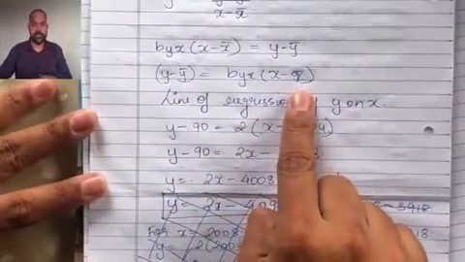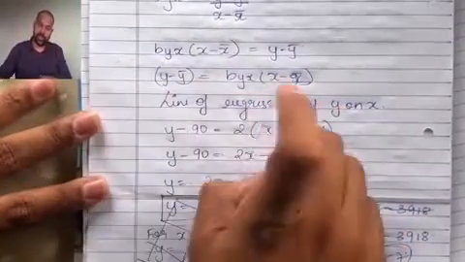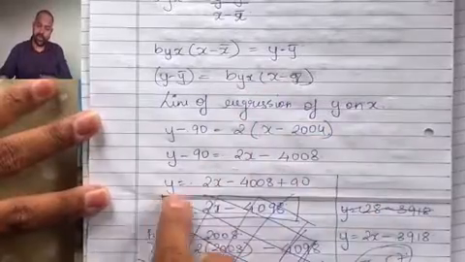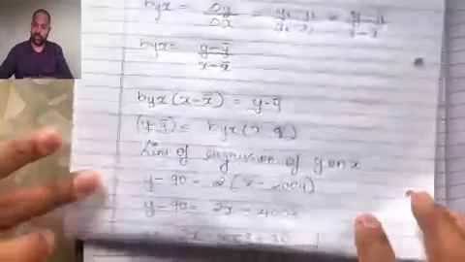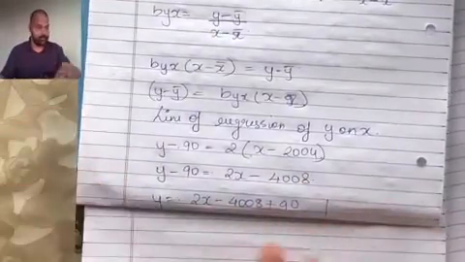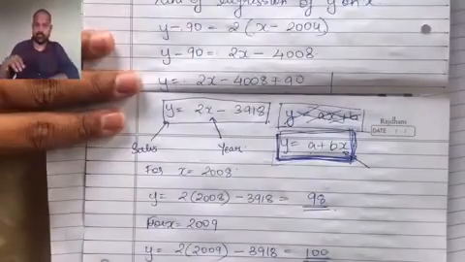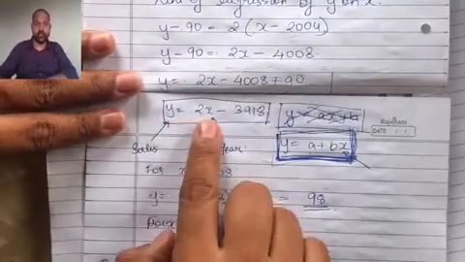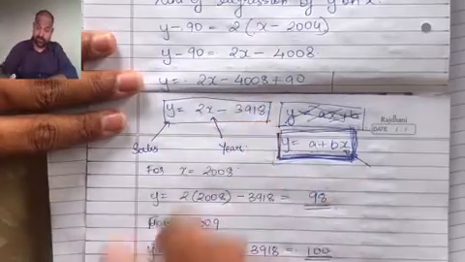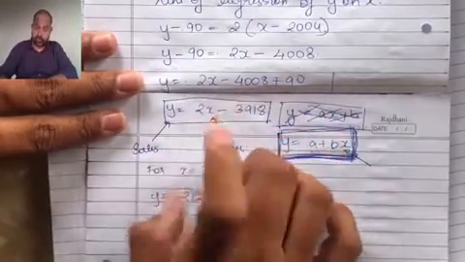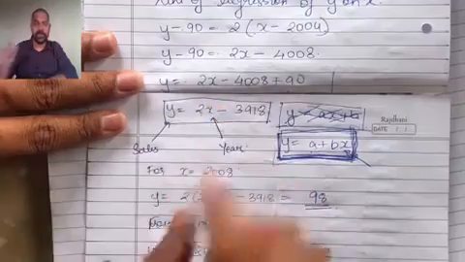In that equation, substitute everything you have, y bar, x bar and byx. You get the line of regression of y on x, which is y is equal to 2x minus 3918. This is what we have to reach. This is what we have to achieve. How is y dependent on x?